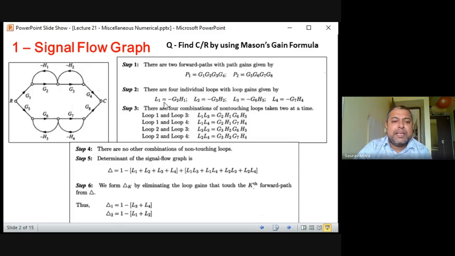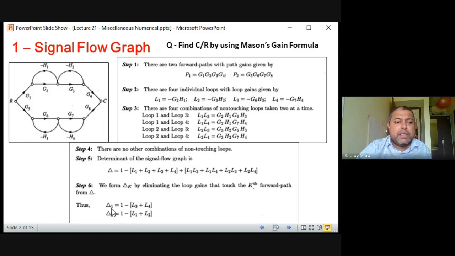So this L1 and L2 will be 0, and that you have to substitute in this delta. So in this delta you have to substitute L1 and L2 equal to 0. So you are finding that L1 L3, as L1 is 0, this part will become 0. L1 L4, this part will become 0. L2 L3, L2 L4 also. So whenever you are finding delta 1, what is delta 1? P1 into delta 1. So that will come at the numerator. So P1 means forward path 1, and that has to be multiplied with delta 1.